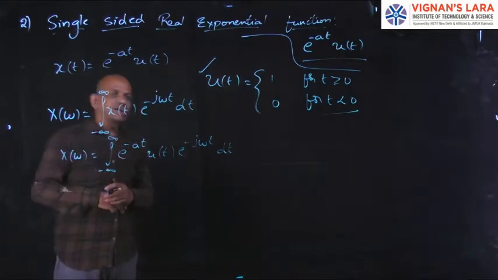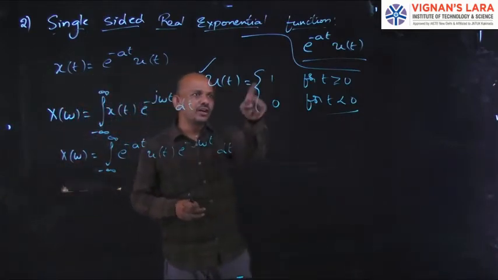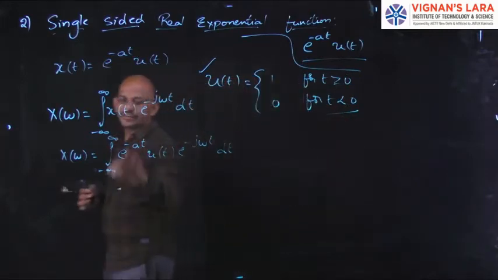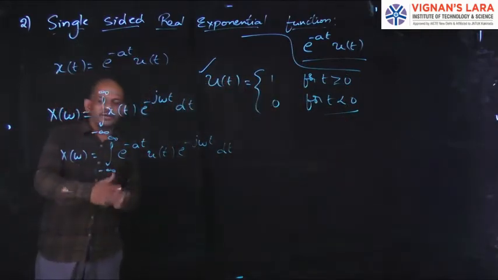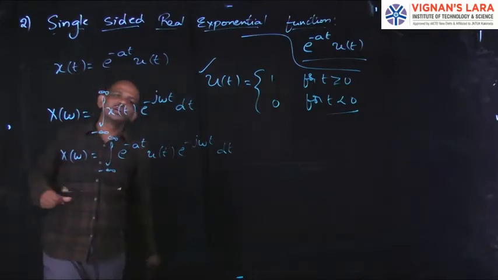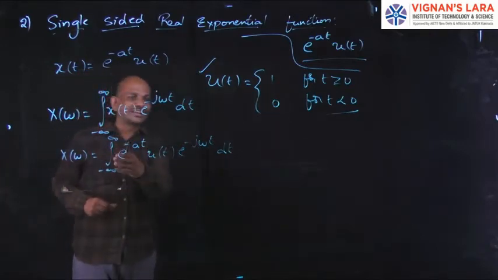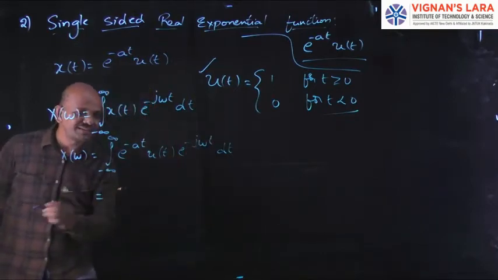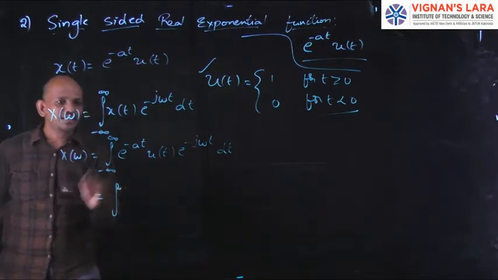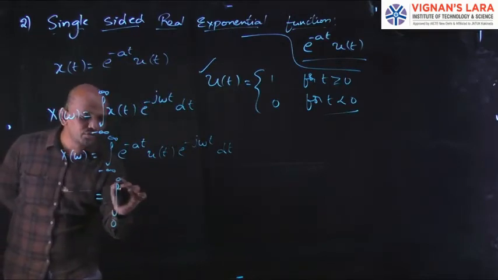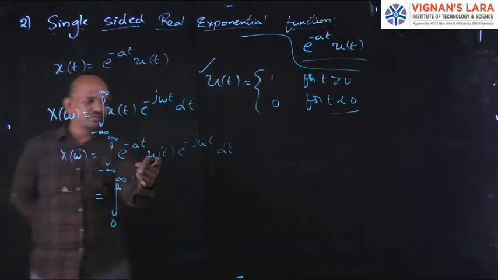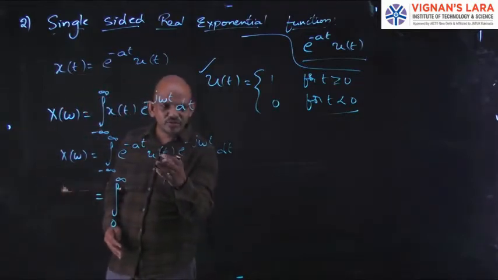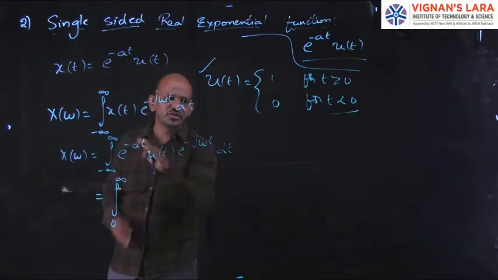That means u of t has the value 1 for t greater than or equal to 0. So we have to consider the limits from 0 to infinity, because for all the remaining values u of t is 0, and zero times anything is 0, and the integral of 0 is 0. So we don't need to consider that. Simply, you can write this as an integral starting from 0 to infinity, because if t is less than 0, u of t equals 0, and 0 times anything is 0. No need to consider all this.